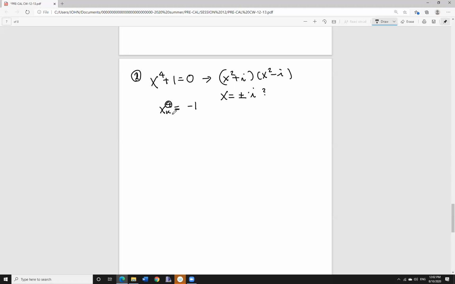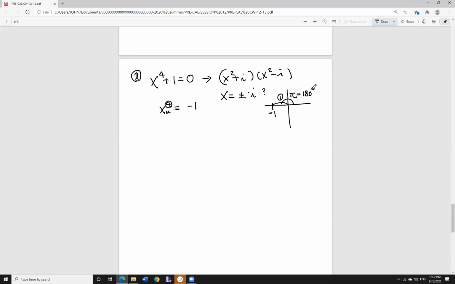To find this, we need to use De Moivre's theorem. That's the easier way. To use that, we basically need a polar expression of negative 1. Where is the negative 1? This is negative 1. The distance is 1. The angle is pi. I'm going to use degree mode.